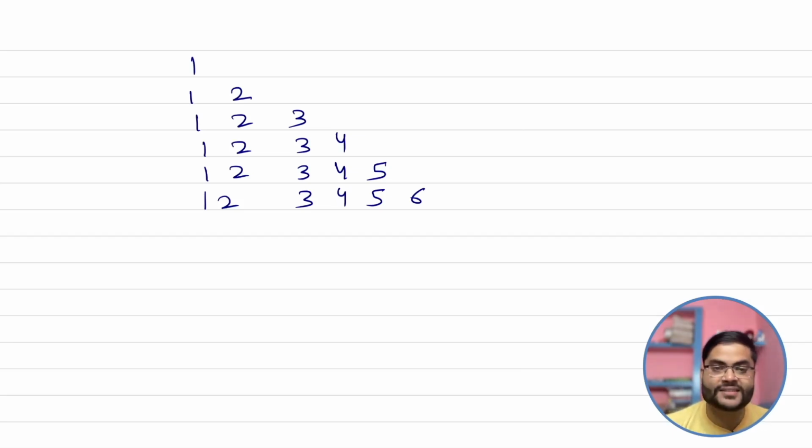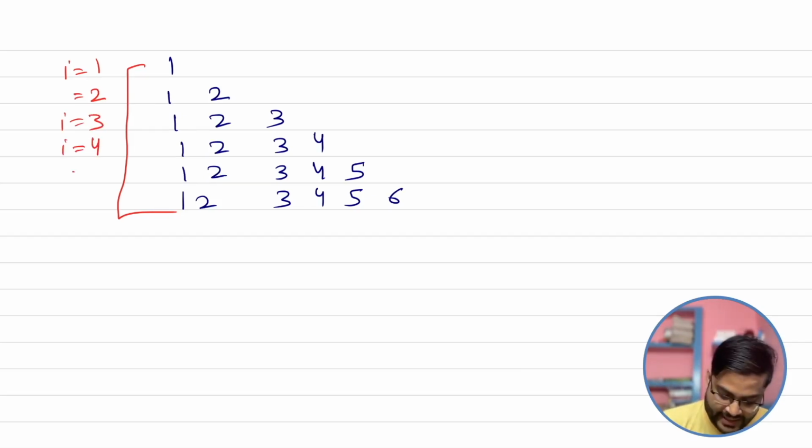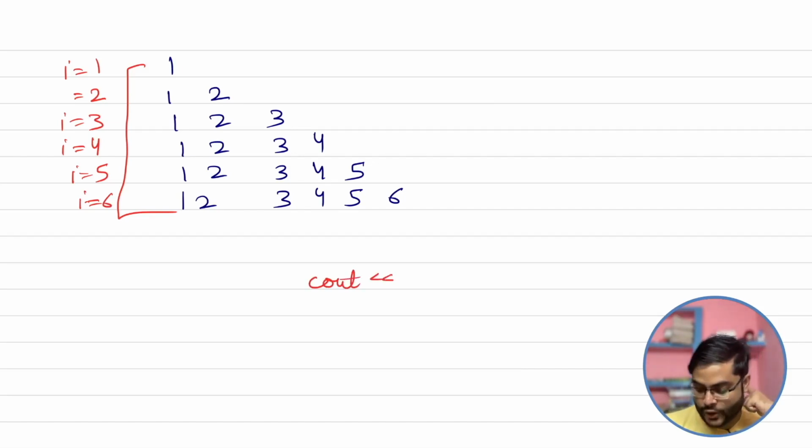Let's understand what the issue is with our current code. This is our outer loop, the number of lines you want to print. Let's start with 1. This is I equals 2, this is I equals 3, I equals 4, I equals 5, I equals 6. And inside the inner loop, we are printing I.